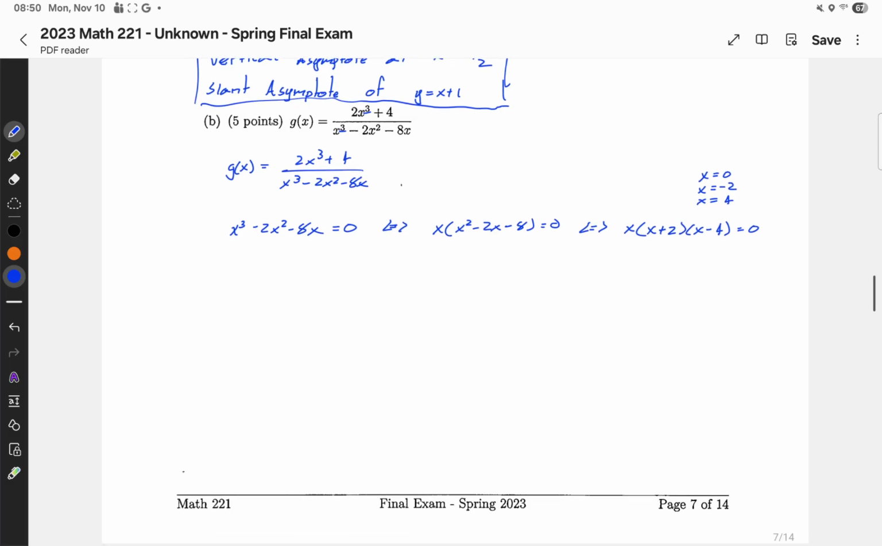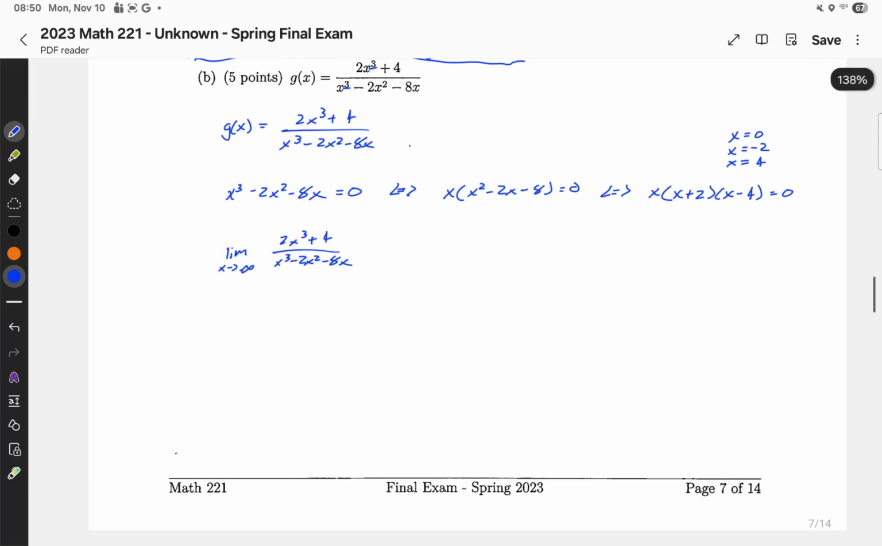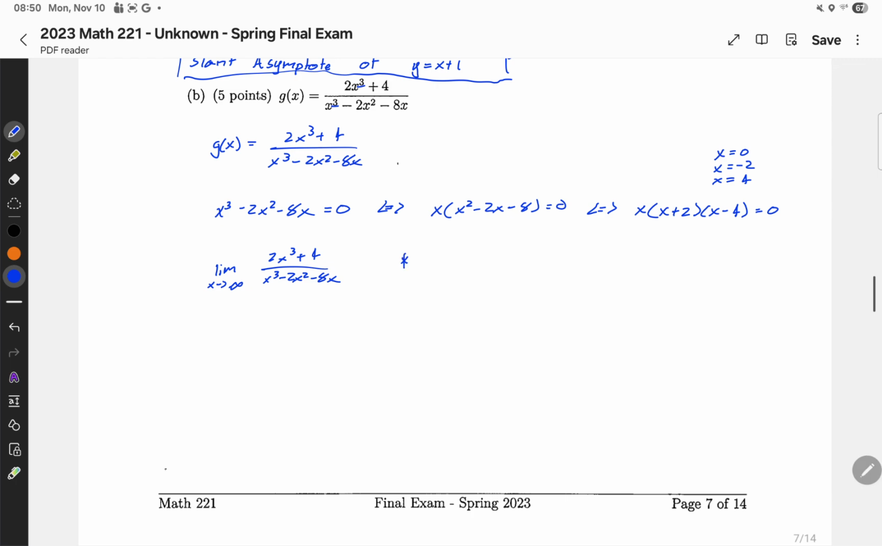And the way that we check for horizontal asymptotes is we're going to take the limit as x goes to infinity. So the limit as x approaches infinity of 2x cubed plus 4 over x cubed minus 2x squared minus 8x. And the way we're going to do this is actually the trick we used on the very first problem, but I'll remind you in case you didn't see that one. What we're going to do is multiply both the top and the bottom by 1 over x cubed, which is the shared highest power. So say we have 2x cubed plus 4 over x cubed minus 2x squared minus 8x.